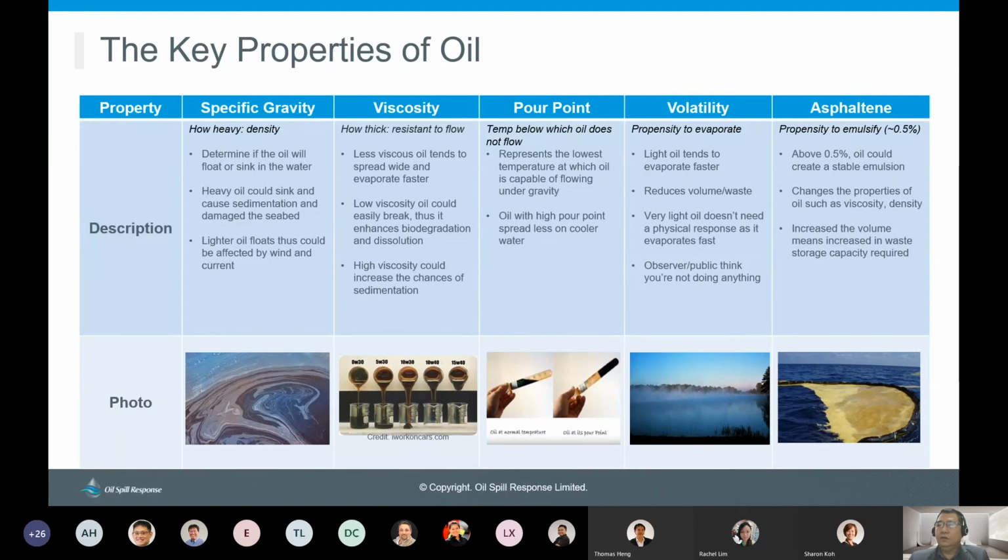Okay. And the asphaltene also changes the properties of the oil, such as its viscosity and its density. And once the asphaltene content is high and the oil emulsifies, it increases the volume and also increases the waste storage capacity that we require.